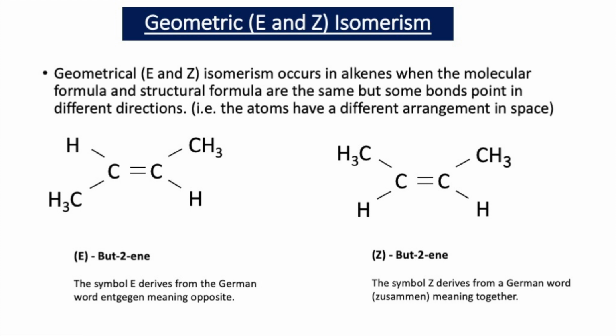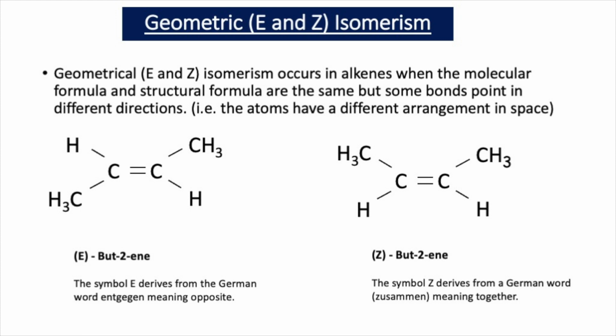Now, if the CH3 groups are on the same side of the carbon-carbon double bond, this version is called the Z isomer. And this is because the German word, which means together, starts with the letter Z.